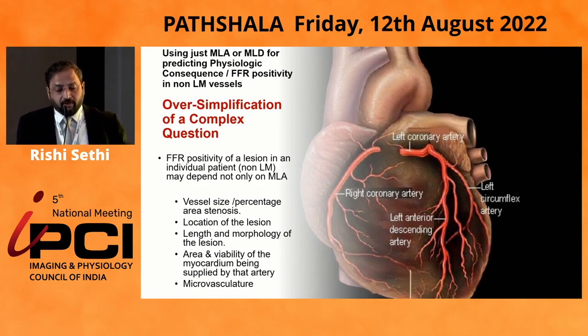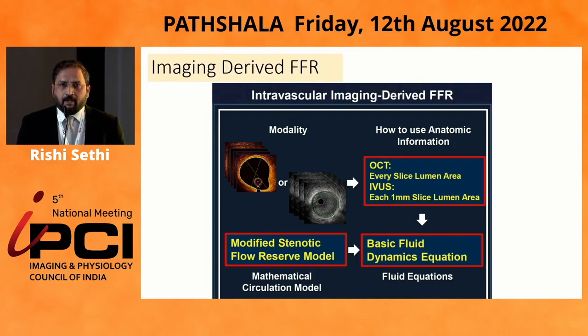FFR positivity of a lesion in an individual patient may depend not only upon the MLA cutoff, but also upon the reference vessel size, thereby percentage area stenosis, the location of the lesion, whether proximal, mid, or distal in the artery, the length and morphology of the lesion, the area and viability of the myocardium being supplied, and of course the nature of the microvasculature. So all these factors in combination will affect the physiological consequence in the FFR value, not just the MLA cutoff.